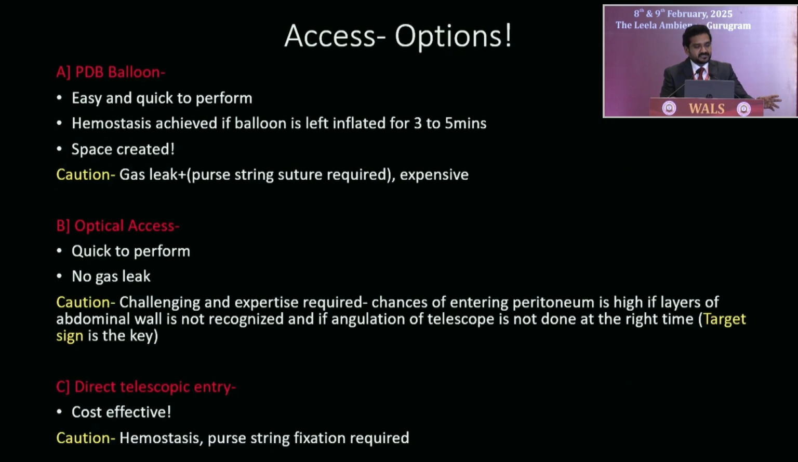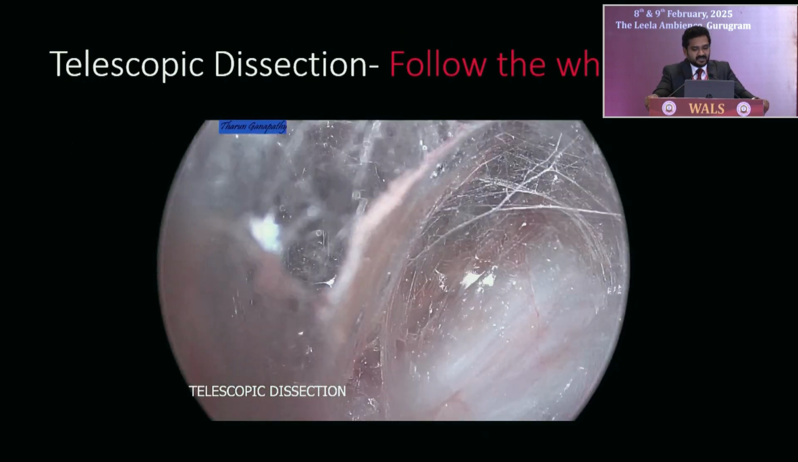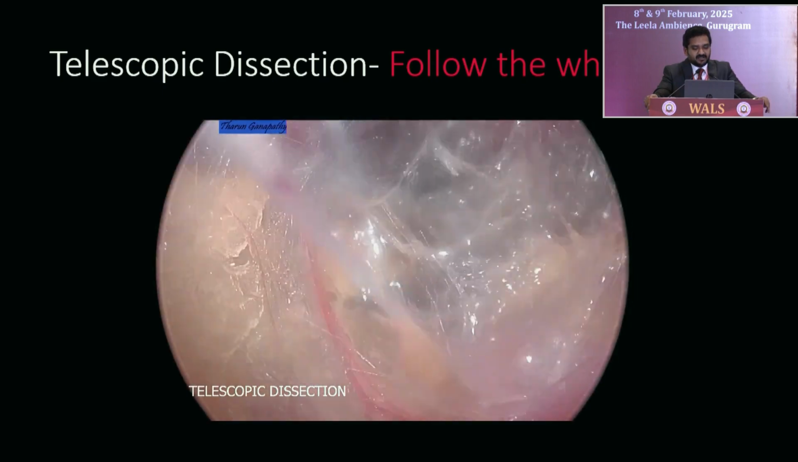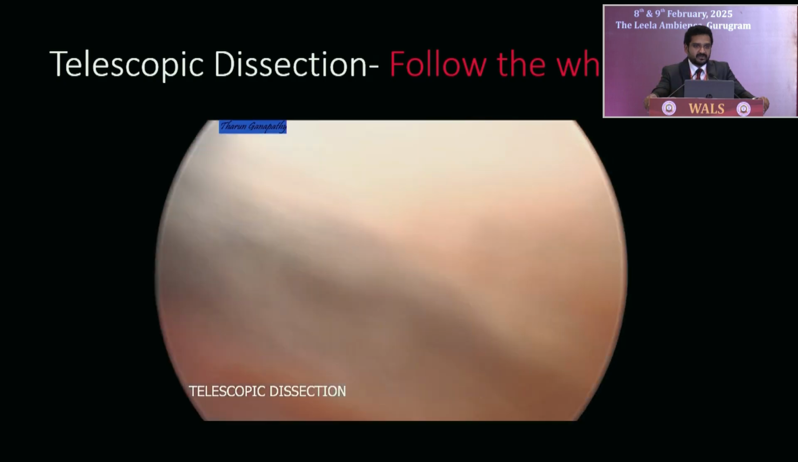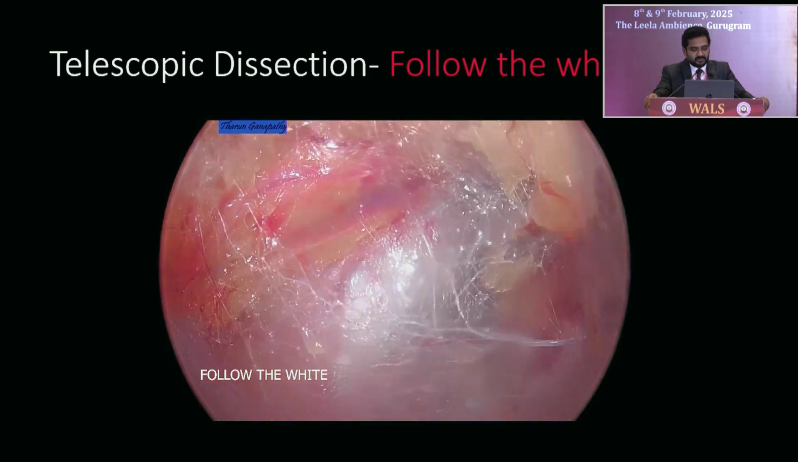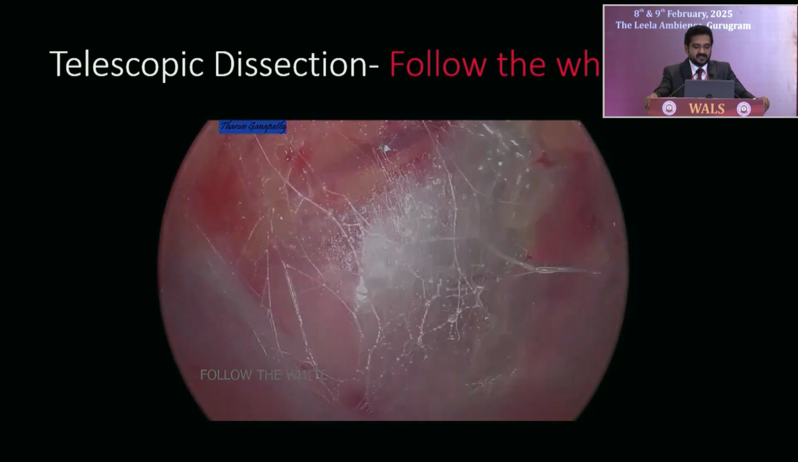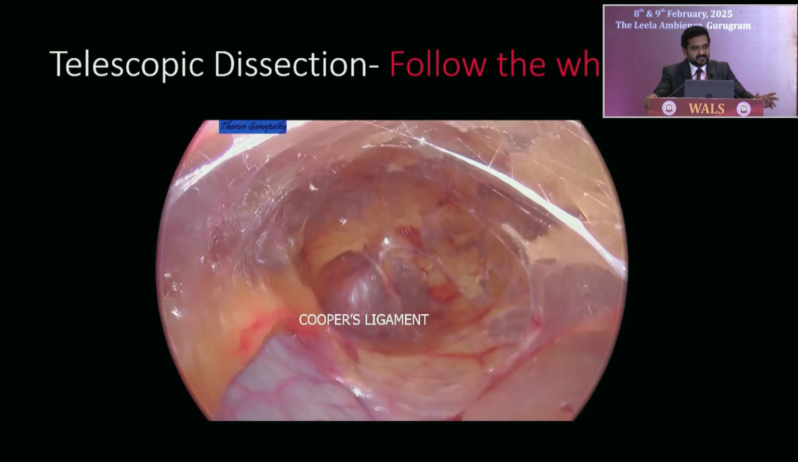So last option is the direct telescopic entry, which is cost effective, and the problems are bleeding control, and of course bursting suture is always required. So telescopic dissection, it is very simple. All you have to do is follow the white and you will be right, and forward and backward dissection only, no sideward movements, as you can open up the bleeders, and descend down till the Cooper's ligament. And once you see the Cooper's ligament, you stop and the space will be created.